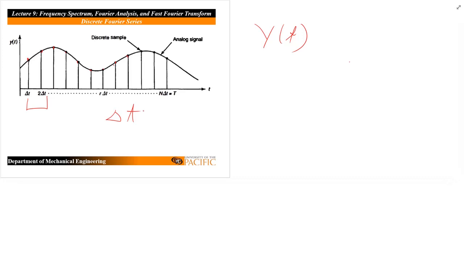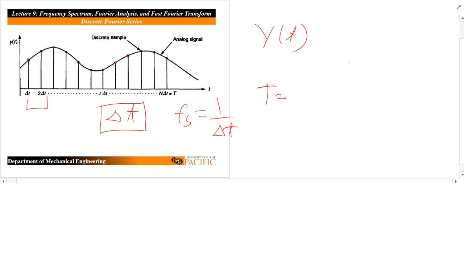Now, there's a series of equations that we really need to memorize and work with quickly in terms of DFT analysis. So delta t is one important parameter, because the sampling frequency of your system is just going to be 1 over delta t. And the period is just going to be n times delta t, where n is your total number of samples.